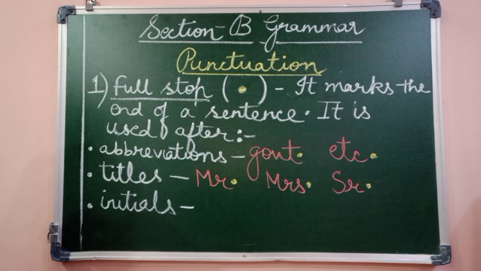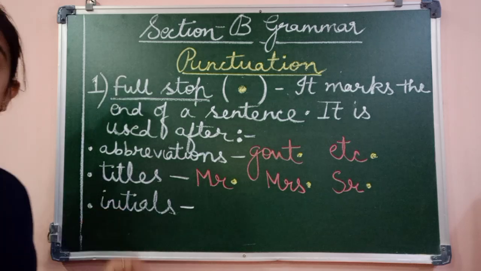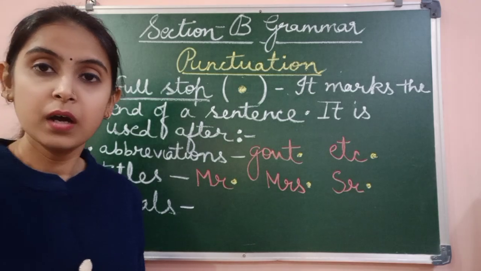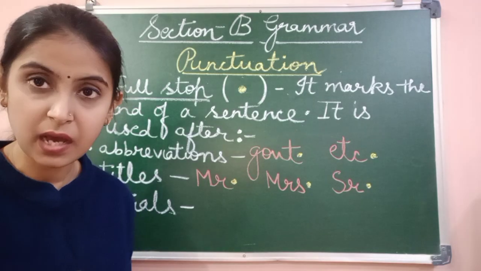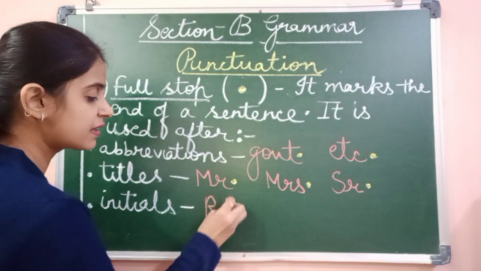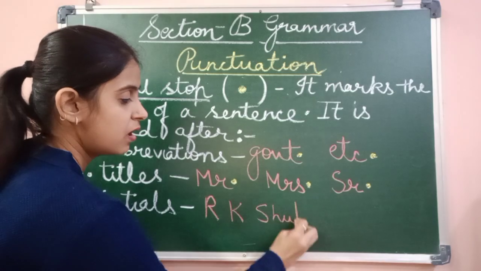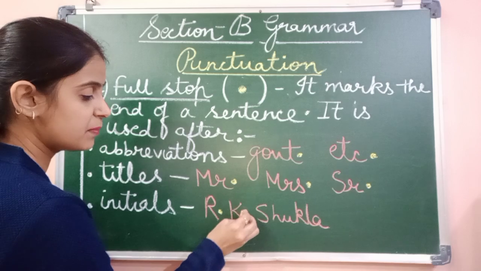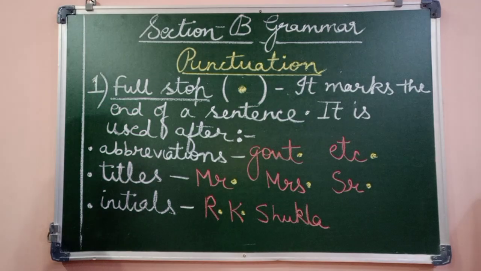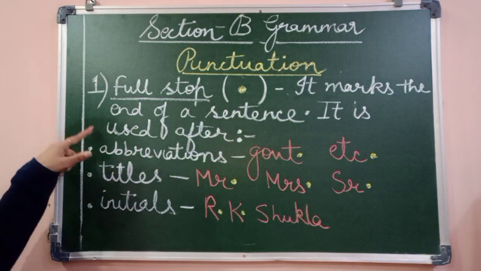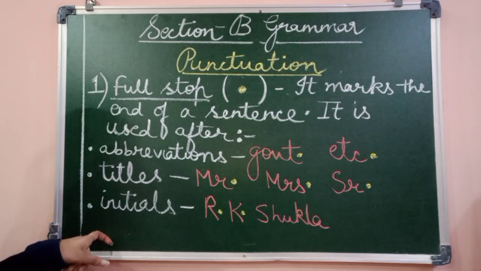Then dot is also used after initials. Initial means the first letter of the name. For example, if somebody's name is Ram Kumar Shukla. Okay, so instead of writing the full name, we can write RK Shukla. Okay, RK Shukla. And here after every letter we will put a dot. Right? So children, I hope the usage of full stop is clear to you. That full stop marks the end of a sentence. It is used after abbreviations, titles or initials.